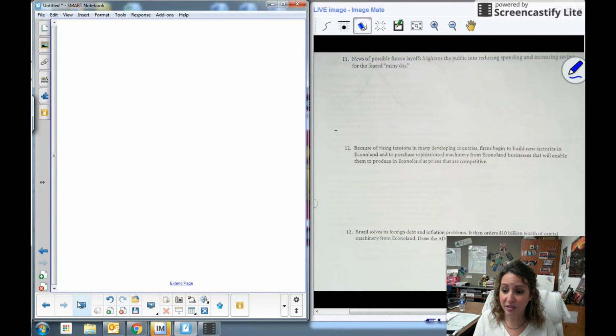Or you can also look at this as well. If Brazil is buying capital machinery from Ecoland, then Ecoland has less capital machinery, and it's going to affect how much stuff Ecoland can produce. So it's just a matter of both these things are happening. So let's do both of them.